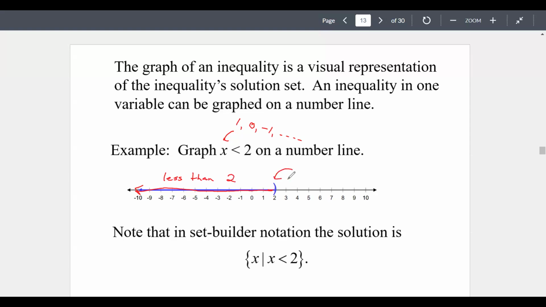We're going to talk about that little notation there as well. Sometimes we write just an open circle, because one of the things x can't be is 2. Note that in set builder notation, we would write this as there's an x such that x is less than 2.